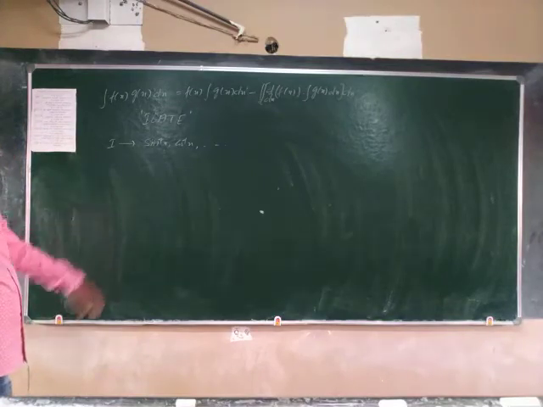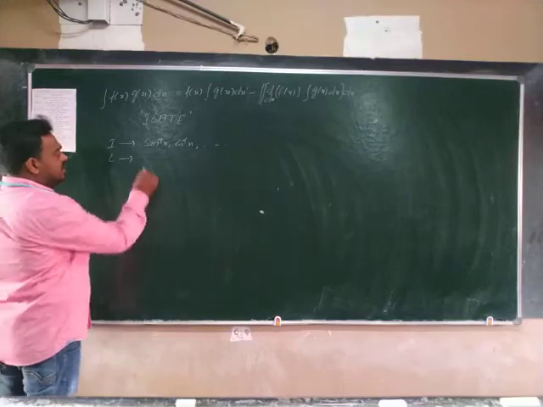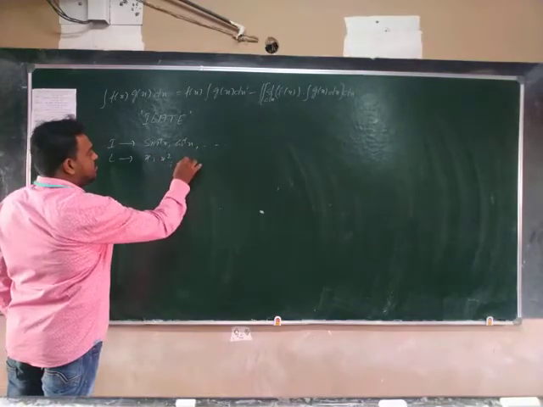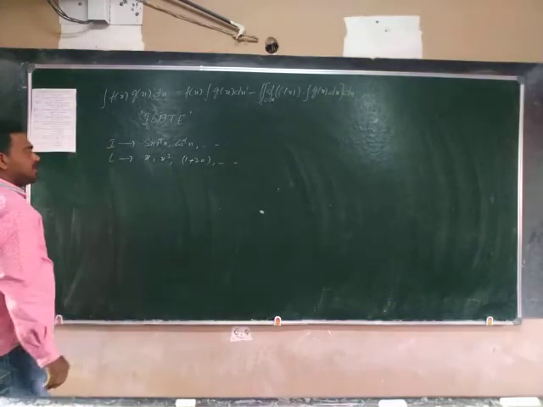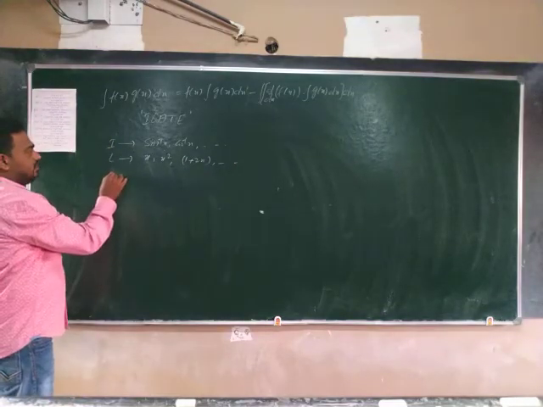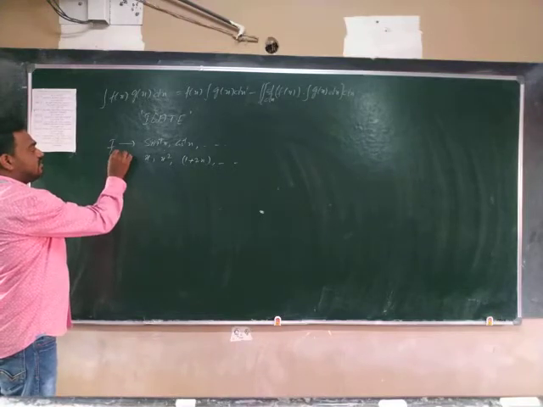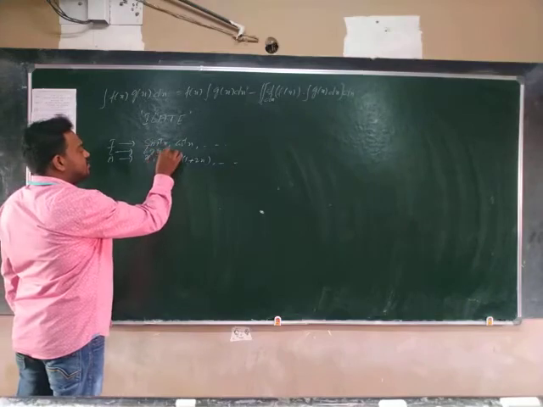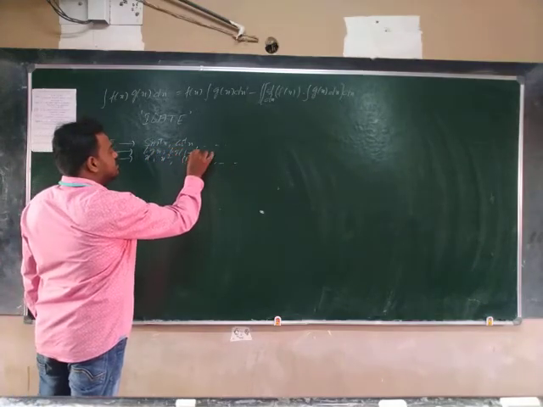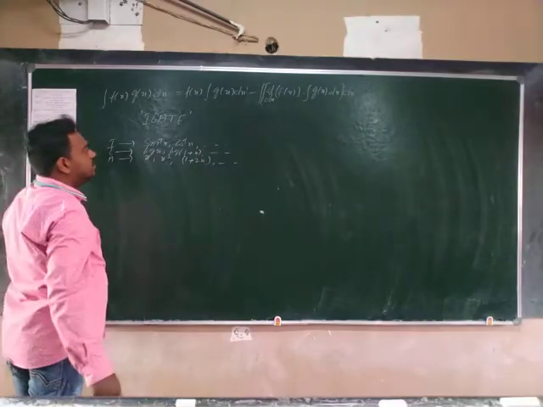These are all inverse functions. Next, L for logarithmic functions. Logarithmic functions mean nothing but log functions only: log x, log of x square, log of 1 plus x. So these are all logarithmic functions. Next, A for algebraic functions. Example: x square, 1 plus 2x. These are all algebraic functions.